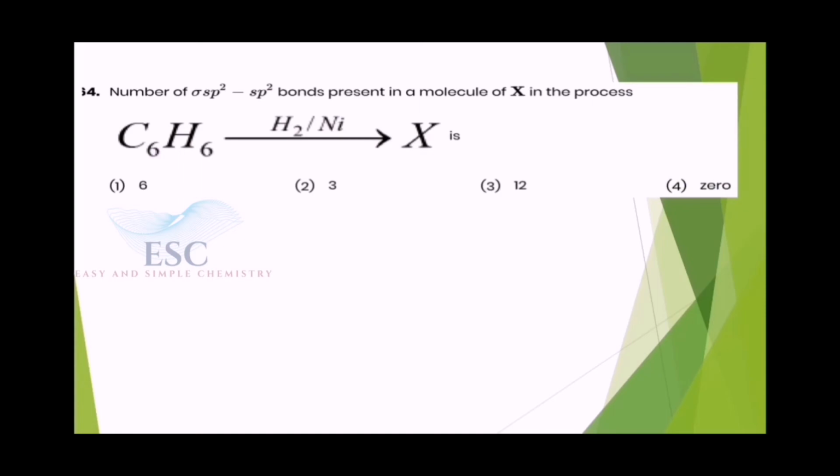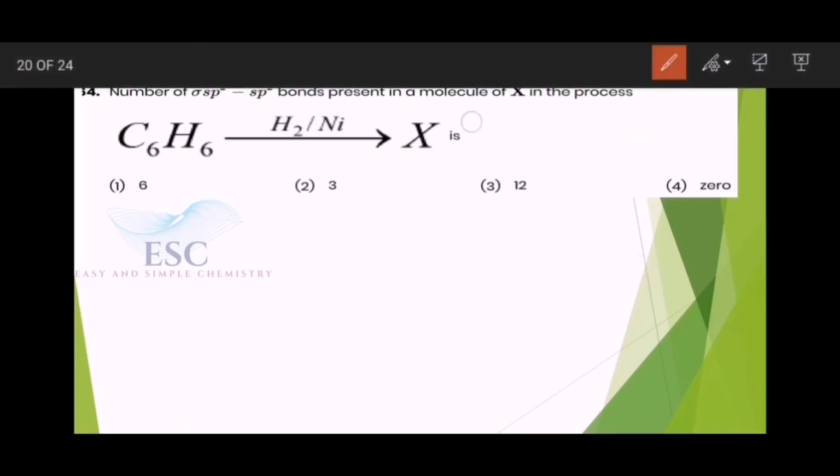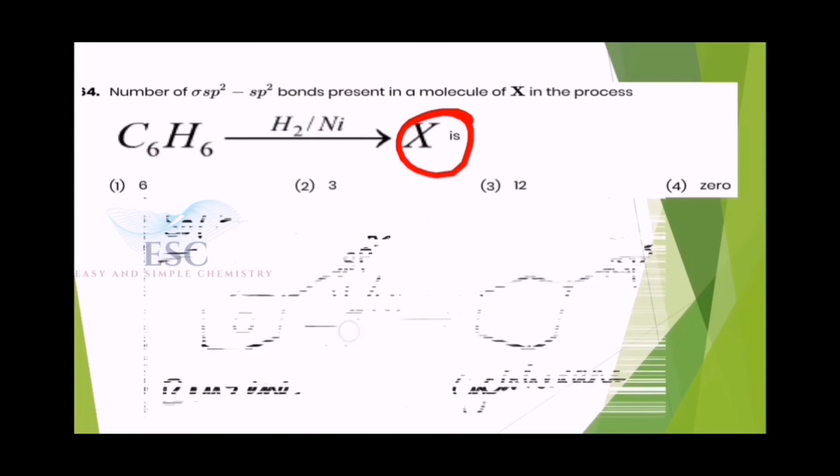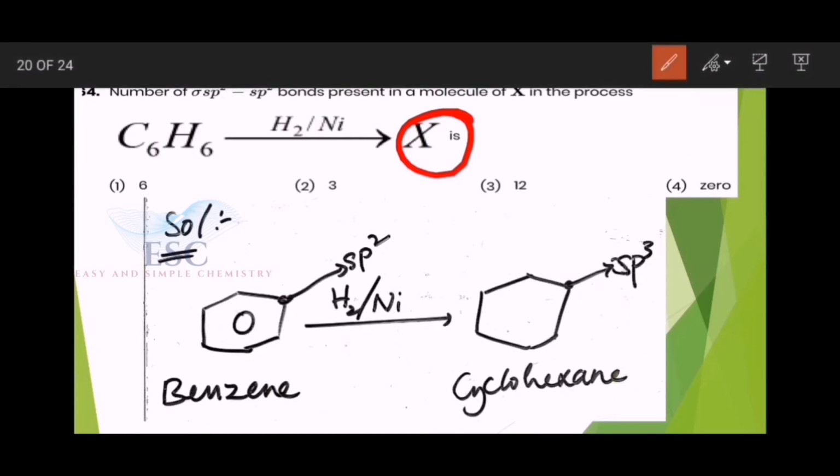The 64th question is: the number of sigma sp2-sp2 bonds present in a molecule of X, in the process where benzene reacts with H2 in the presence of nickel to form X. So how many sp2-sp2 sigma bonds are present? So what is the hybridization of X? See the options. See the reaction, where benzene reacts with H2 in the presence of nickel to form cyclohexane.